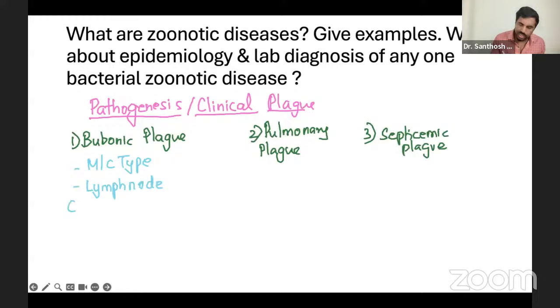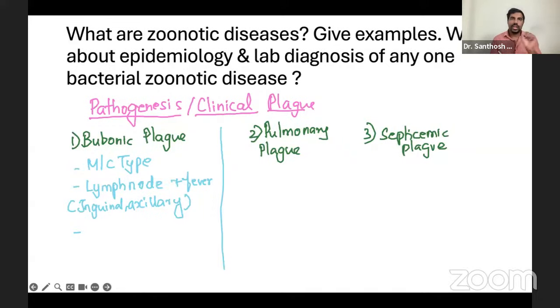It can be any lymph node, any local lymph node, usually inguinal, axillary, neck, doesn't matter. Any of the lymph node is usually affected. Plus, of course, patient will have fever and other symptoms. And sometimes the lymph node can get eroded, and then secondary infections are possible. But this is the most common type.